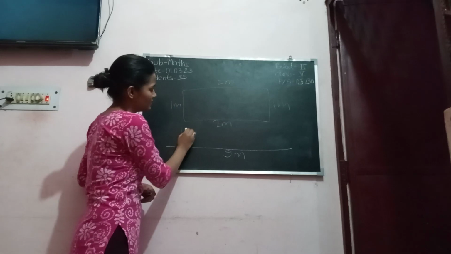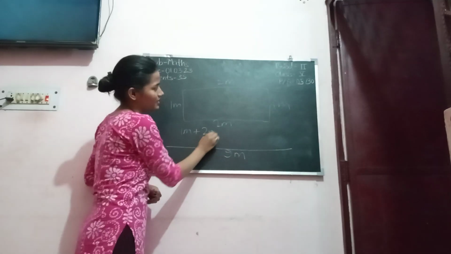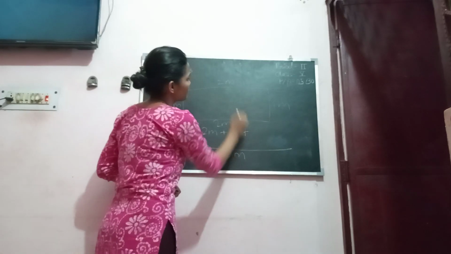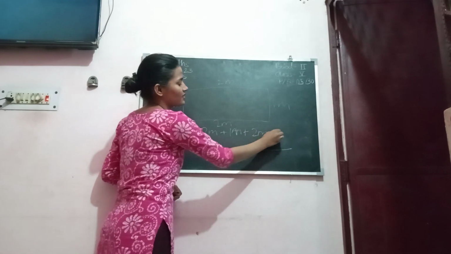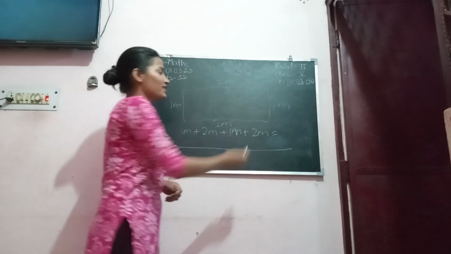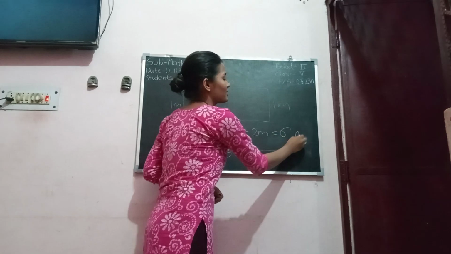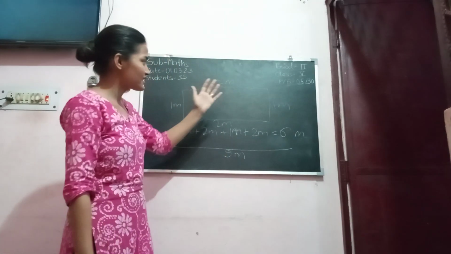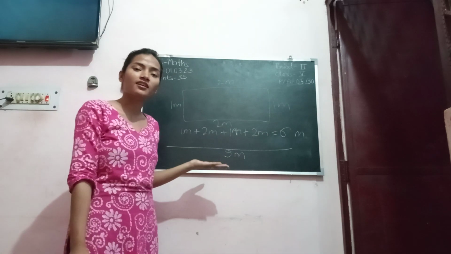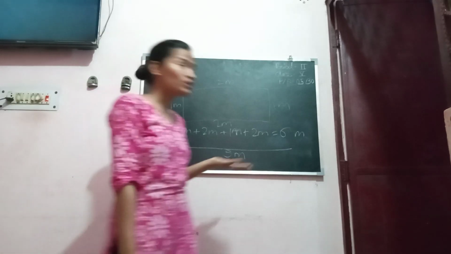This is 1 meter plus 2 meter plus 1 meter plus 2 more meter, which is equal to 1 plus 2 plus 1 plus 2 is equal to 6 meter. Right. This is of more length. This is 6 meter and she got only 5 meter. What should she do now?